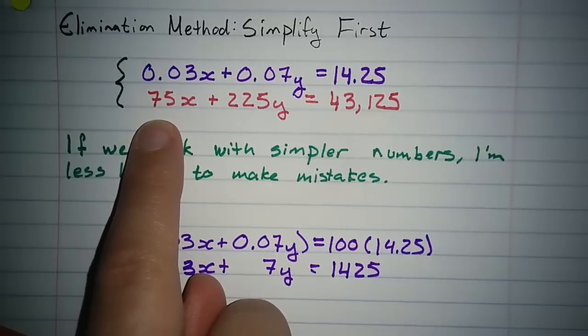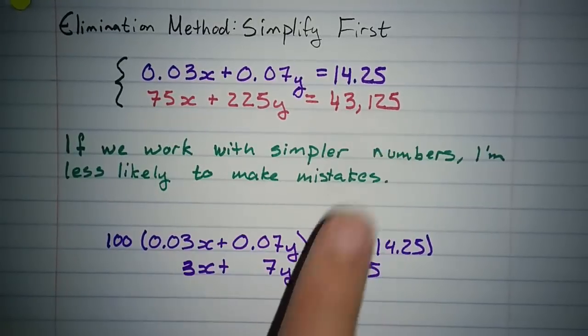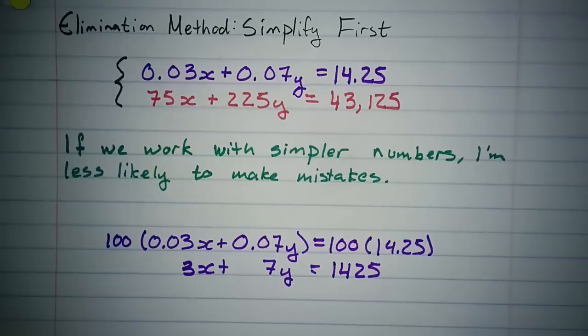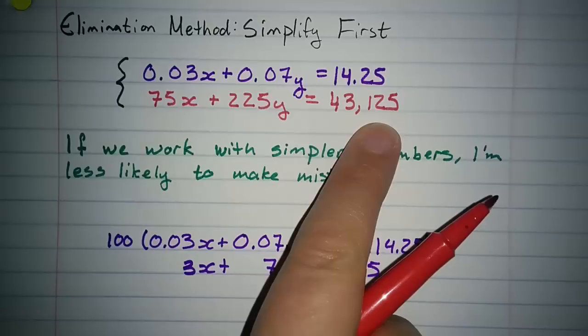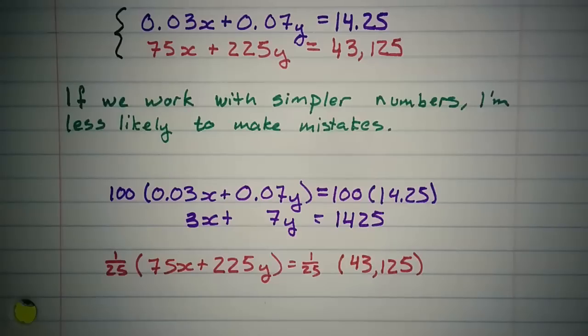Looking at the second equation, it looks like all of these numbers are multiples of 25, right? 75 is a multiple of 25, 225, yeah, they're all multiples of 25. So I can take the second equation, if I like, and divide both sides by 25. And I'm writing this as times 1/25 just because it looks a little bit neater on the page. So what do we get?